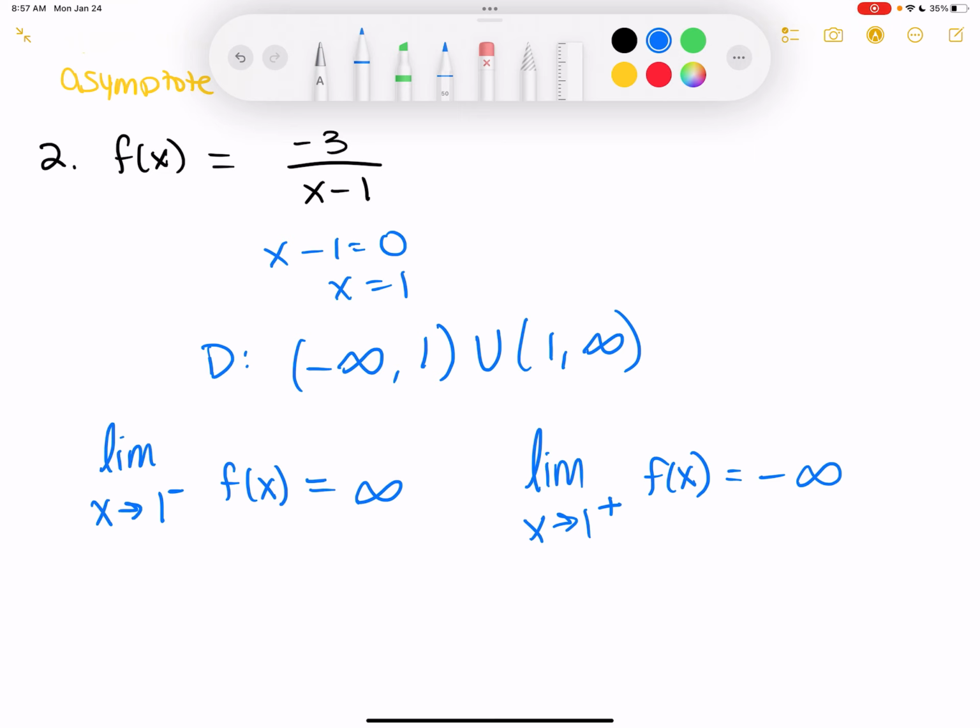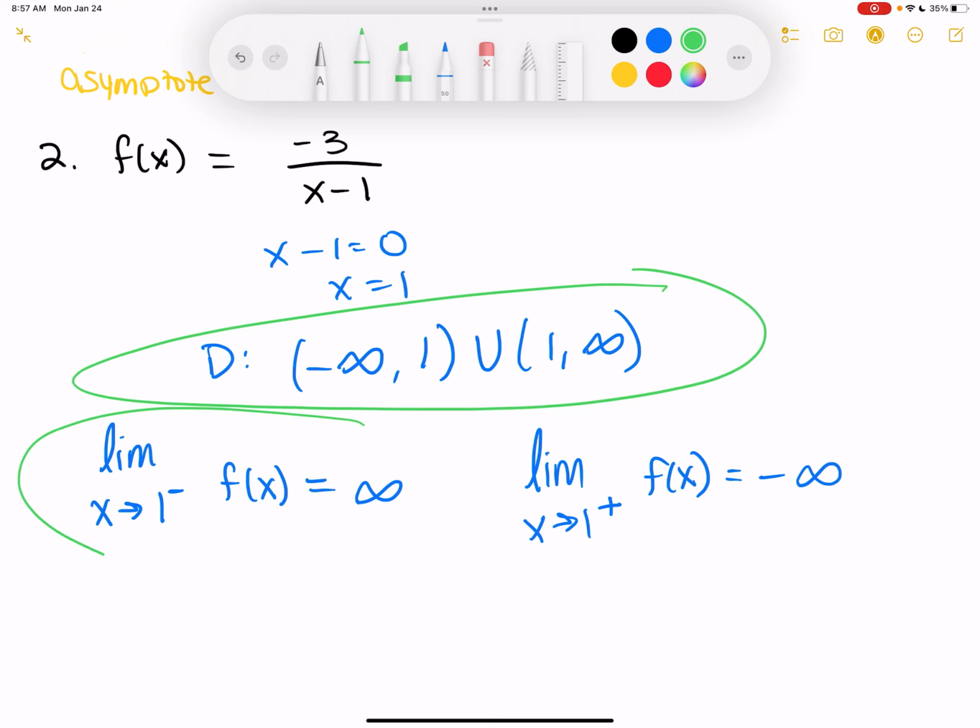So the things that you're looking for with what this problem is asking for, you're looking for this domain, and then you're looking for both of these limits here. Okay, those are the two things that these problems are looking for.